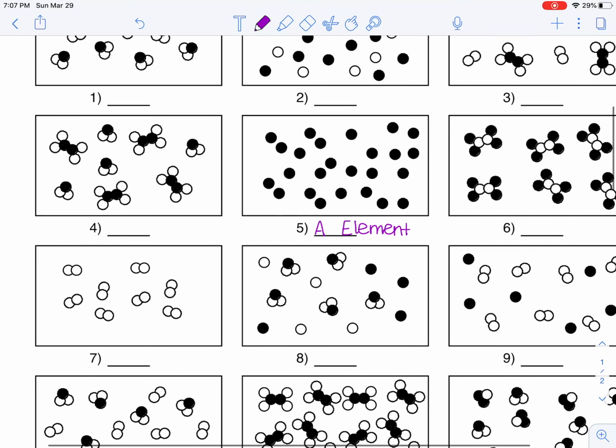If I keep looking, number 6 is all white circles. Whoops. Now, they are stuck together. That just means that it's a diatomic element, like nitrogen or fluorine, but it is still all one color and all one shape, so those are all elements.